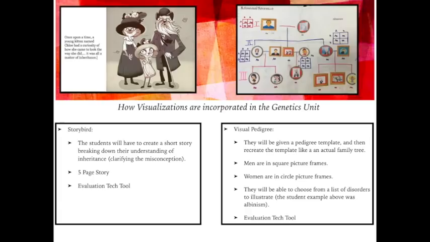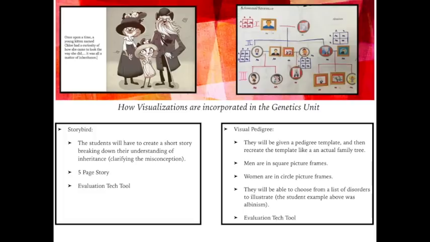So the tech tools I think will be great evaluation measures for seeing how the misconception has been clarified are the storyboard and the digital pedigree. The storyboard is going to be completed in the Storybird platform, and they're going to be creating a 5-page short story where they will have to clarify how inheritance works.